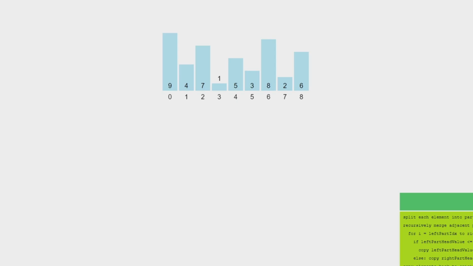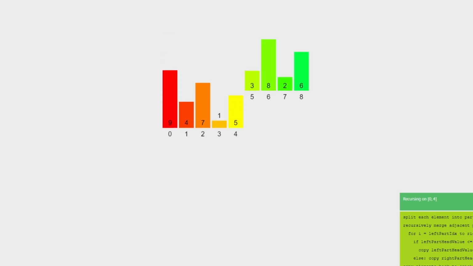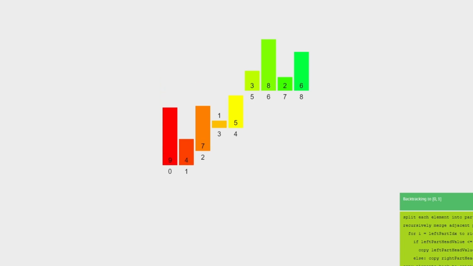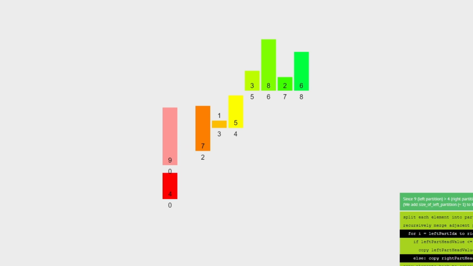So we split our list in half until each sublist contains just a single element, and then we can start merging them back together. We compare 4 to 9. 4 is smaller than 9, so we can insert 4 and then 9 into a new list.